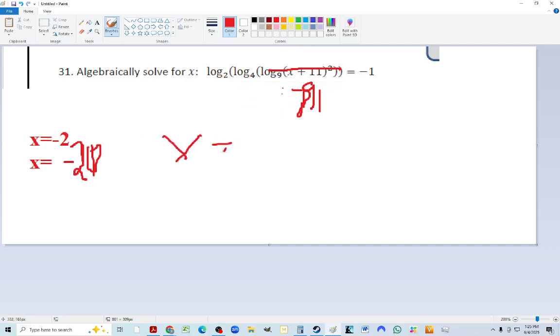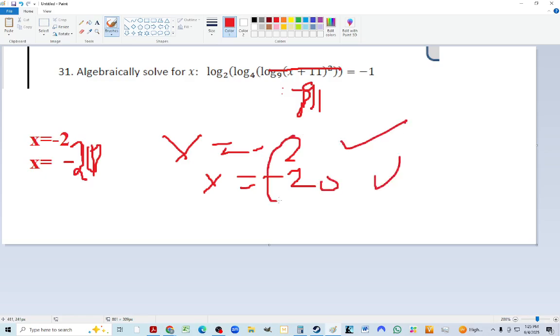X is equal to minus 2, or x is equal to minus 20. The reason you can put a minus here is because this log isn't necessarily applying to that. You can square it first.